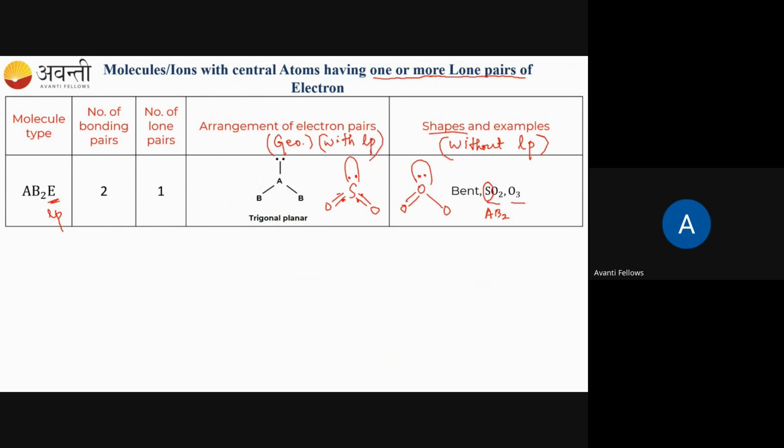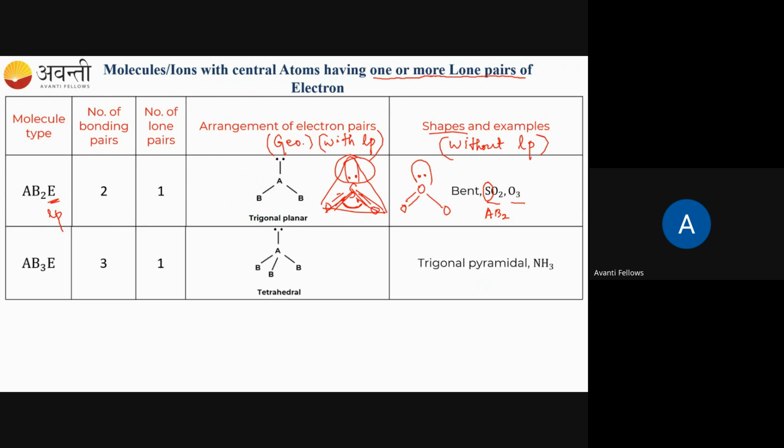Now, you see the sulfur dioxide molecule without lone pair. Just hide this lone pair and you will have bent shape. But if you consider that lone pair, it is giving trigonal planar geometry. Trigonal planar is the geometry. Bent is the shape. Is this clear for all? Shall I move on to the next type?